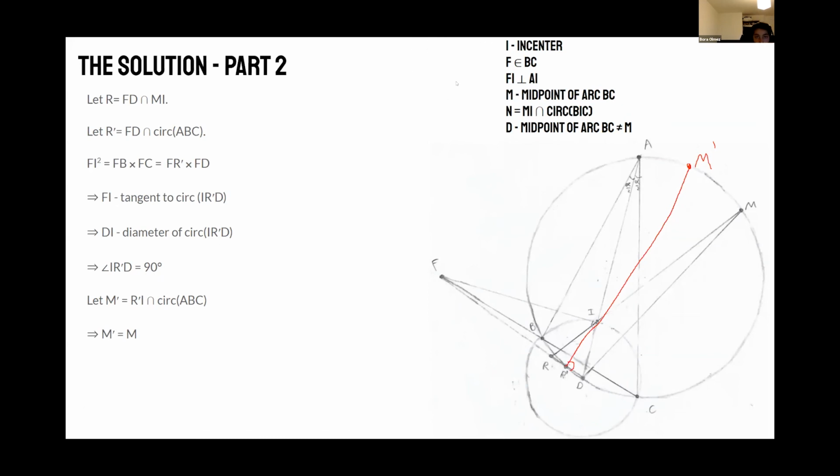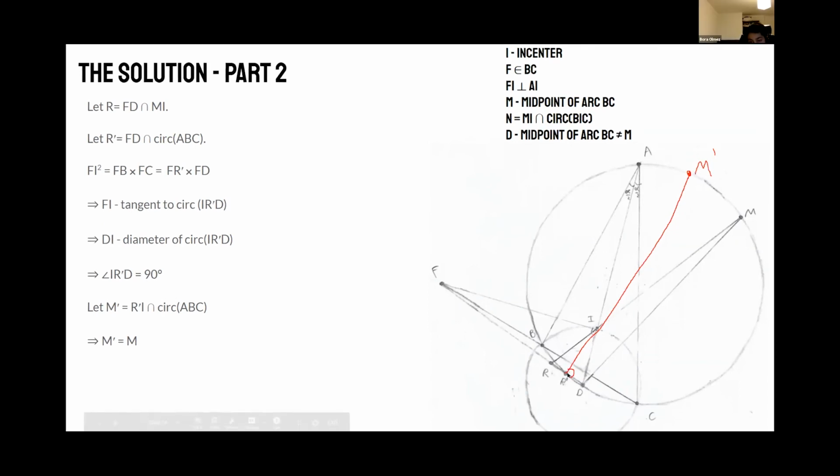Sorry, why is DM prime a diameter? As angle M R prime D is 90 degrees, and I stated the Thales circle theorem, I didn't prove it. So this will just correspond to half of the whole circle. Yes. So as I said, DM prime will be a diameter, and DM being a diameter as well means that M prime will be M, as there's only one point diametrically opposite to D in this circle.